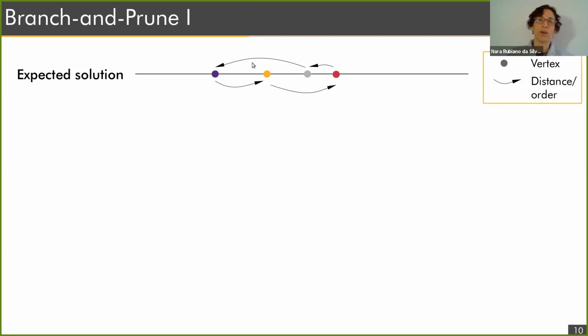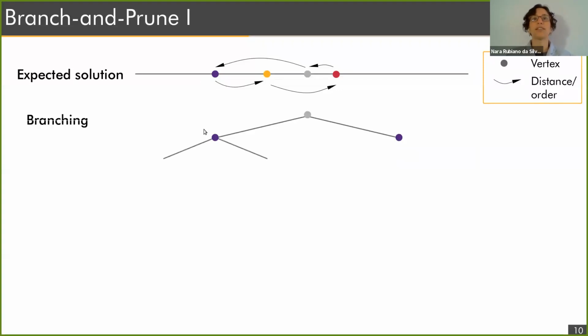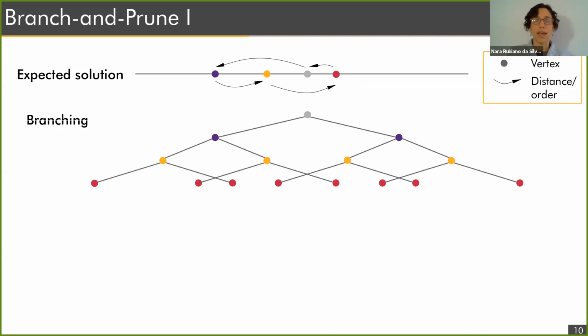The branching part of the algorithm consists of starting from the current vertex and building the positions of the next ones up to the last. So starting from the first one, the gray one here, we use the distance to the second one to place the two possible positions of the second vertex. We do that again for placing the next two possible positions of vertex 3 and so on up to the end. And this here is then the search tree showing all possible realizations of this instance.